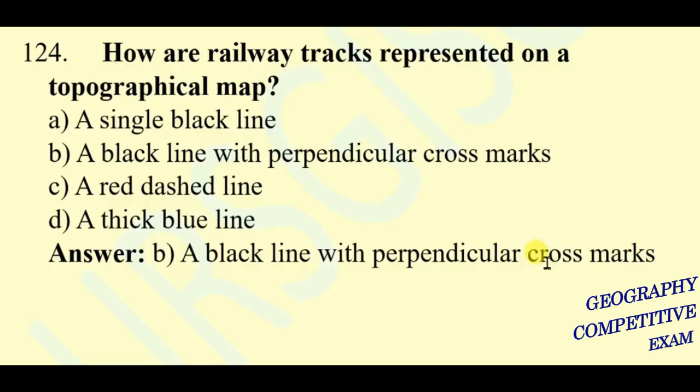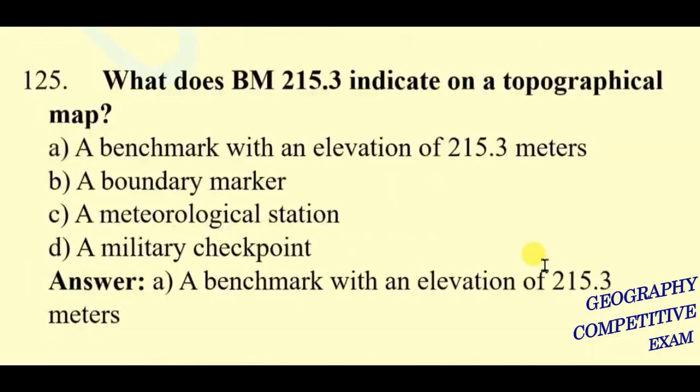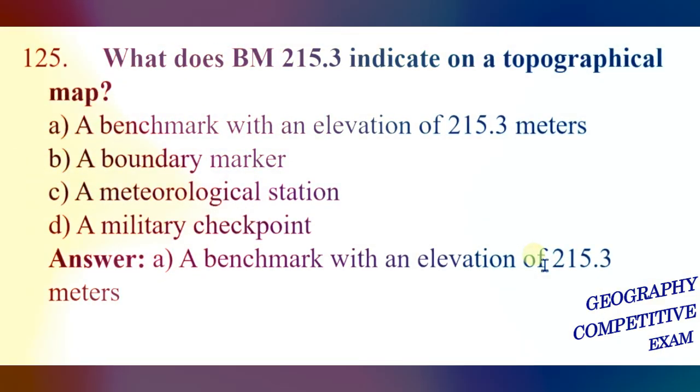A single black line, a black line with perpendicular cross marks, a red dashed line, a thick blue line. Here the right answer will be a black line with perpendicular cross marks for railway tracks in the toposheet. Question 125.